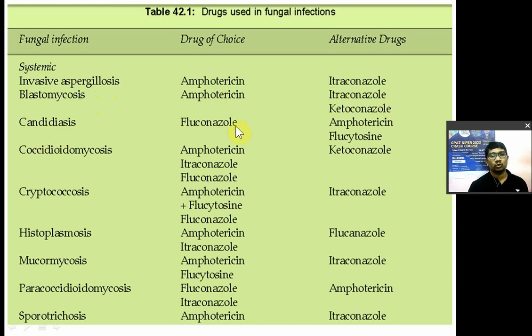Candidiasis, systemic candidiasis: fluconazole is a drug of choice. Alternatives are ketoconazole, amphotericin B or flucytosine. Coccidioidomycosis, systemic coccidioidomycosis: amphotericin B is the first drug of choice, and itraconazole and fluconazole are also drugs of choice. Alternatively ketoconazole. For cryptococcosis, amphotericin B plus flucytosine. Flucytosine is used in combination with amphotericin B. Or the alternative drug is itraconazole.